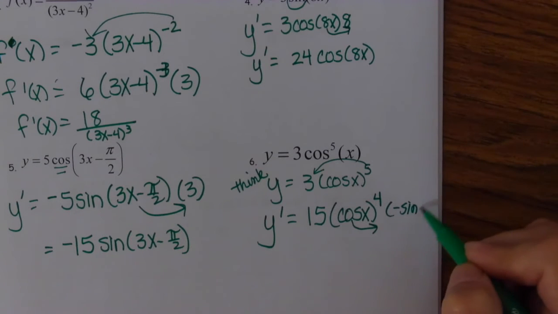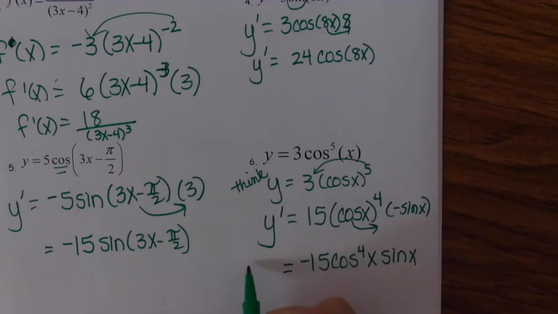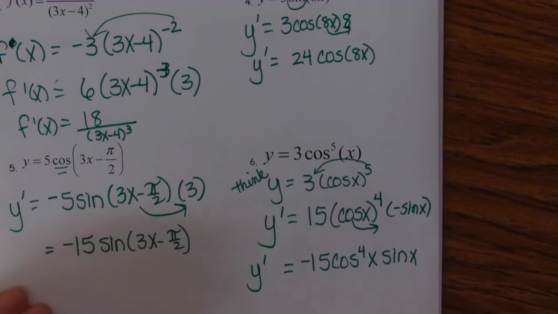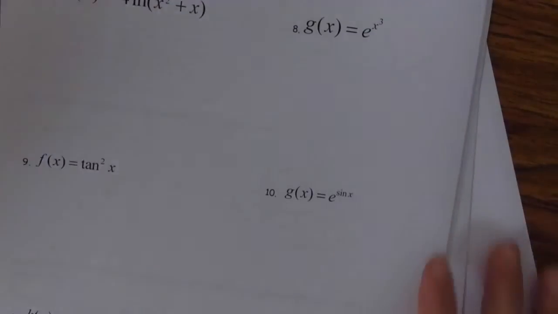Negative sine. Now we never leave a negative at the very end like that. If you've got a negative, we're going to put it at the beginning. So -15 cosine, we'll put the 4 where it really goes. It's kind of fun, right? I think it's fun. It is. So let's try.